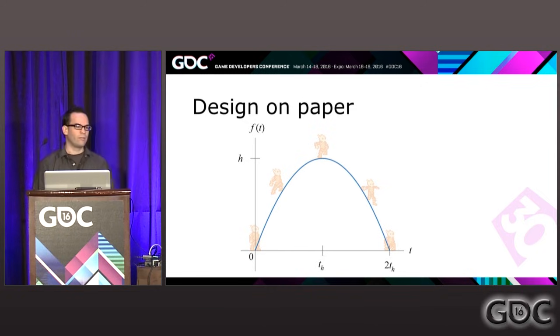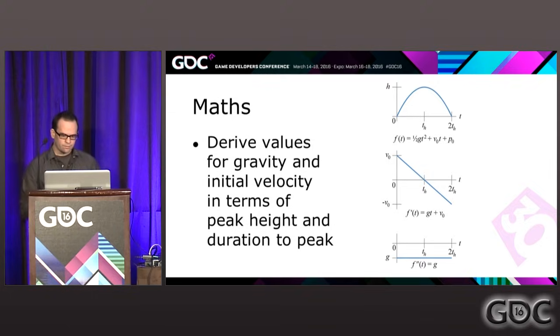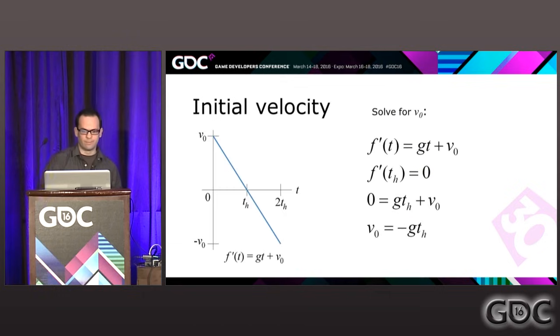Now, because we know every parabola is symmetric, we know that the time at which we land back on the ground again will be 2 t sub h. Now, from this description, what we would like to do is calculate the mathematical properties that we need to model this jump in code. And we need two things. We need to know gravity, and we need to know our initial jump velocity. So we'll start by looking at velocity.